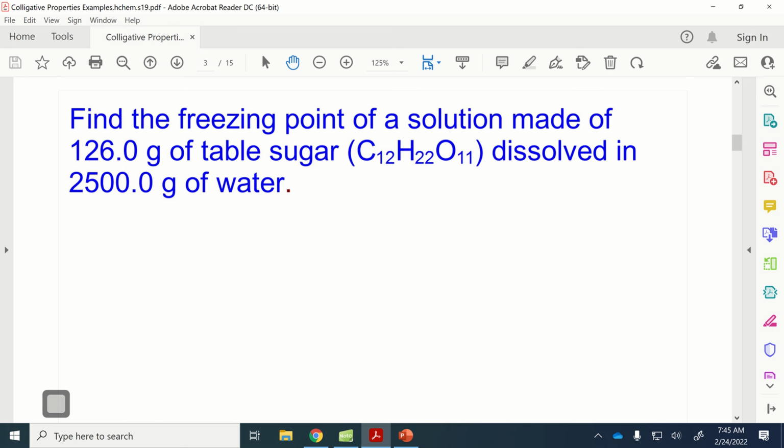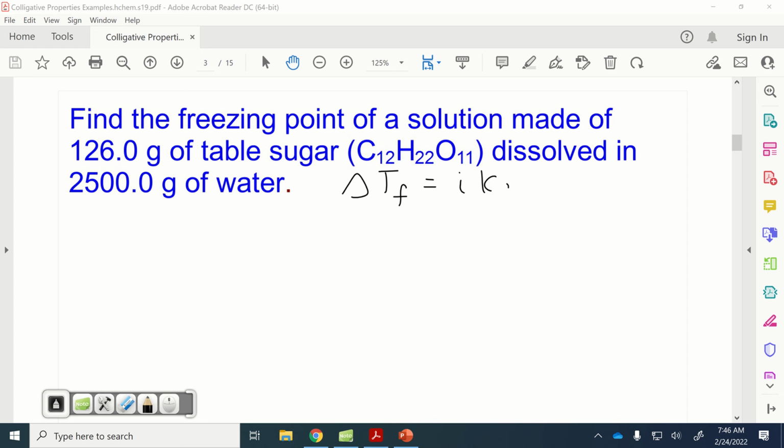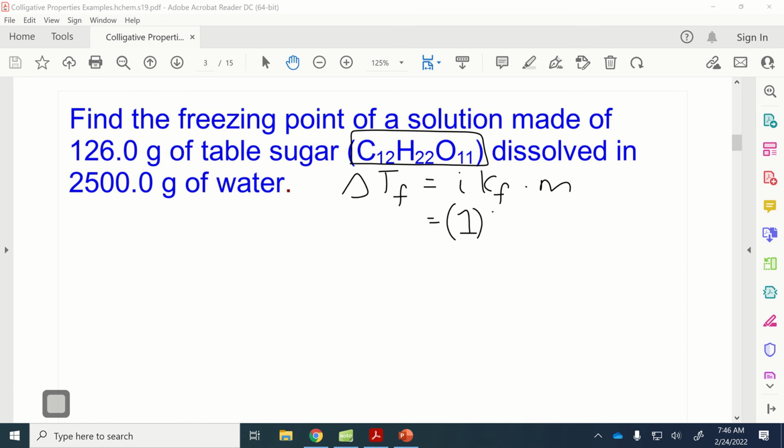All right, let's do this one so we can practice molality again. It says find the freezing point of a solution made of 160 grams again of sugar dissolved in 2,500 grams of water. I'm going to be using delta TF equals i times KF times molality. I have again a covalent compound, so my i is 1. My KF for water is 1.86, and all I need is my molality.